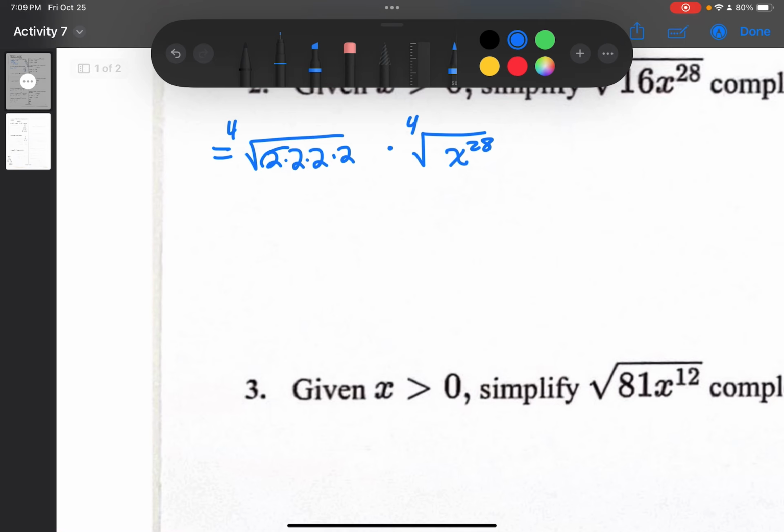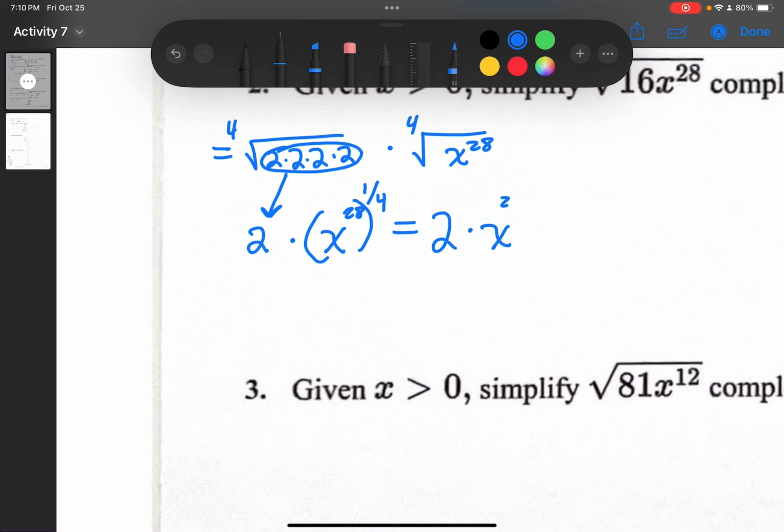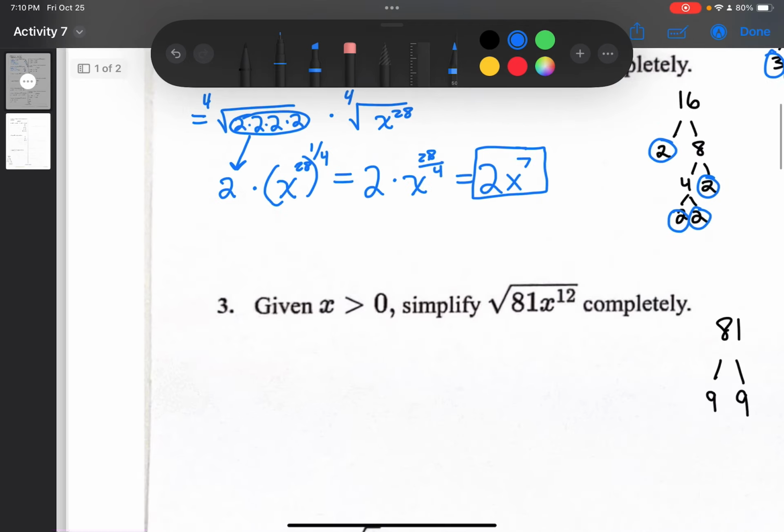So for this one, remember, we find the groups of 4. We pull it out, so it's no longer under the radical. And this can be turned into, right, the x to the 28 to the 1/4. That's the same thing. That can be simplified into 2 times x to the 28 over 4. And that can be simplified to 2 times x to the 7th. So that is what you should be getting simplified there.